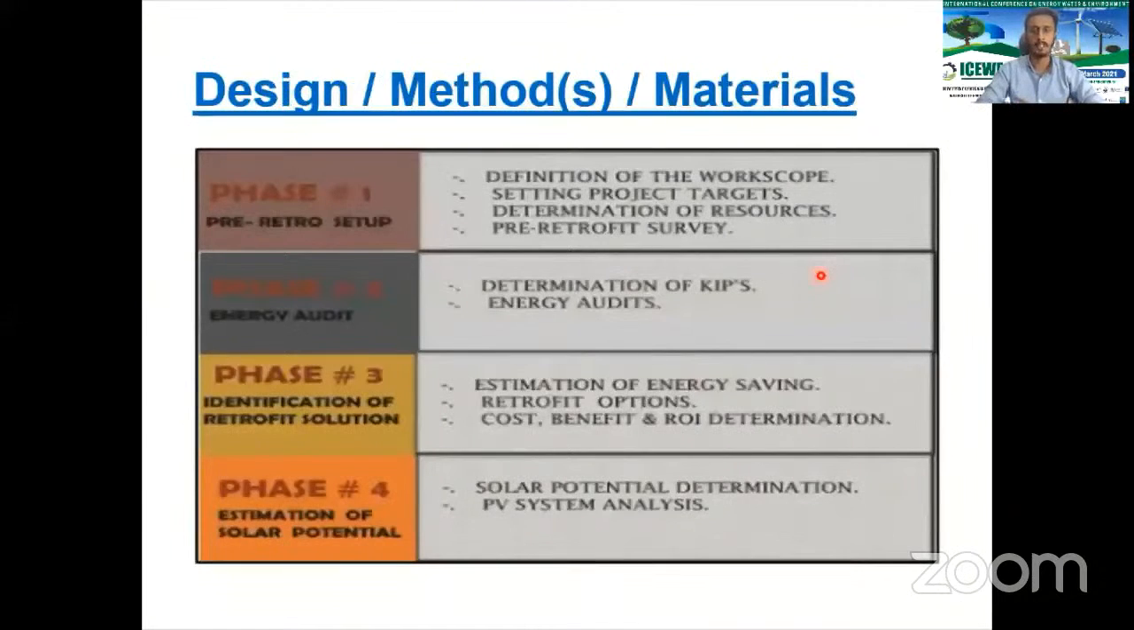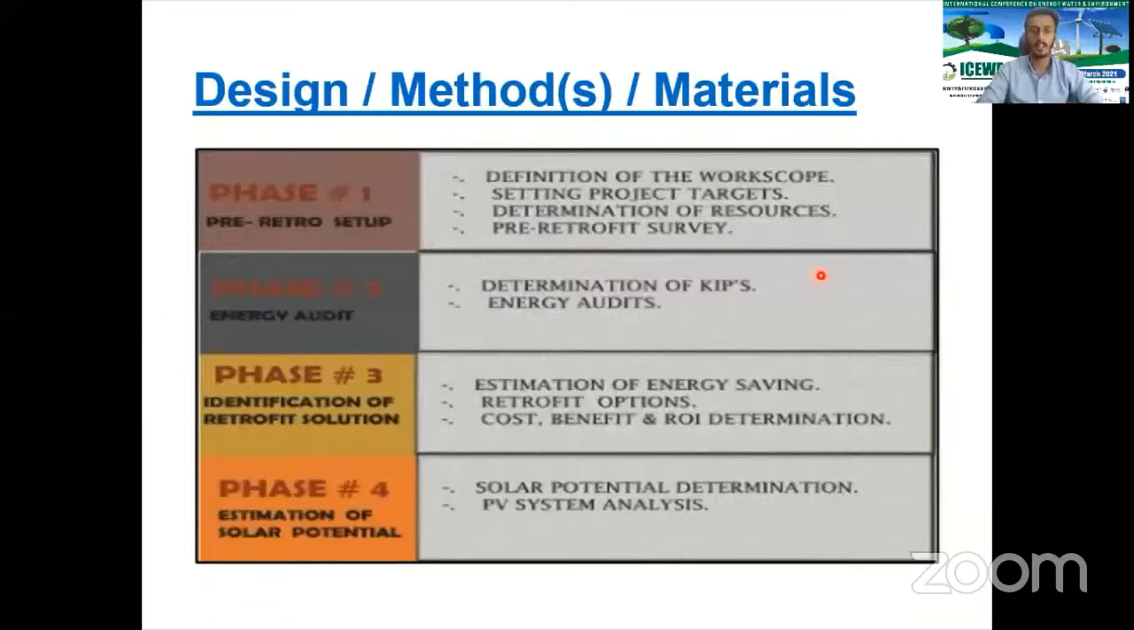So, moving towards the design method and materials, we have consolidated our entire activity into 4 phases. The first phase is pre-retrofit setup. This is the definition of the work scope, when we identify the target area and set the project targets which we have to achieve. We have to determine the available resources and conduct a pre-retrofitting survey to make sure that the actual conditions depict the scenario or not. In phase 2, the energy audit, we identify the KPIs and conduct the on-site energy audits.